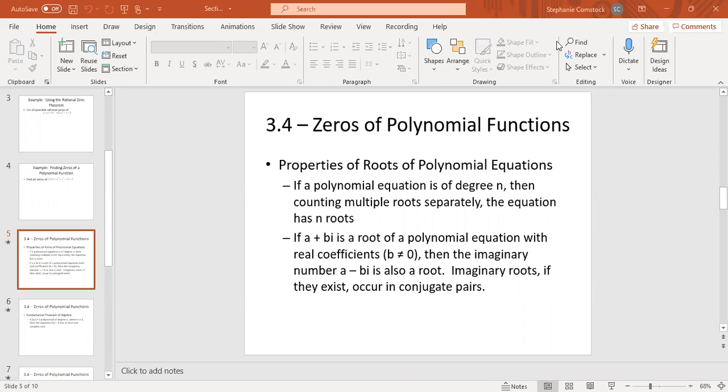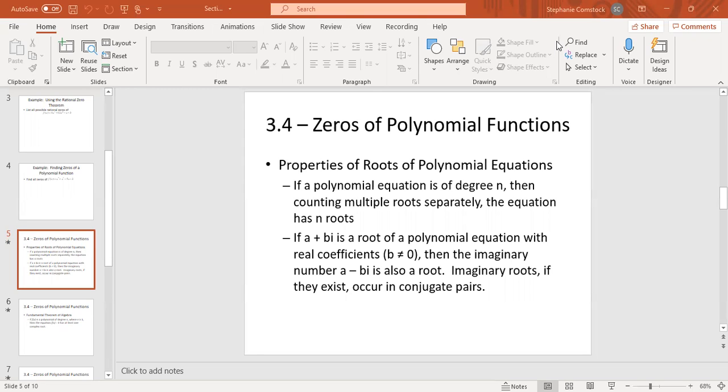Now, that doesn't mean they're all different. It could be the same root. Think back to our multiplicity stuff. That multiplicity, when we added up all those multiplicities, would be the same as the degree. So it's not saying that they're all different. It's just if we were to separate them all out.